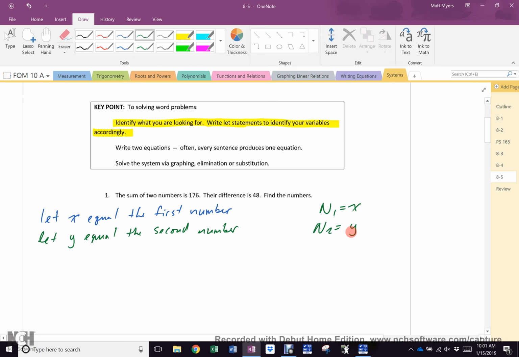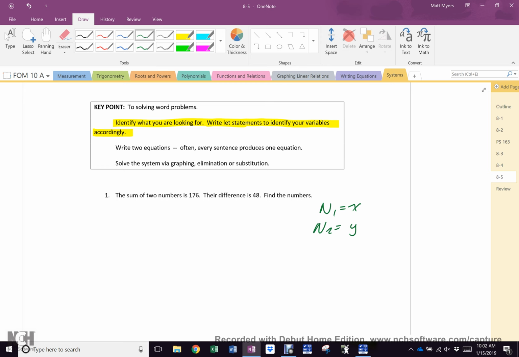Easy peasy, right? Everyone agree? Do I have to use X and Y? Of course not. I could use A and B. I could use Q and T. I could use lightning bolt dollar sign. It wouldn't matter. Everyone understand?